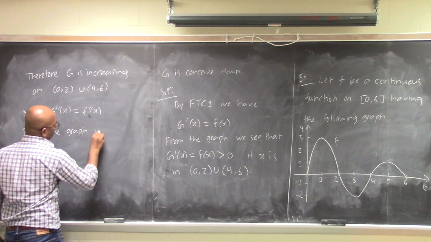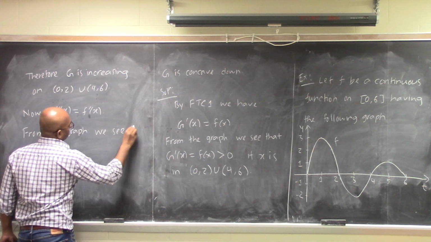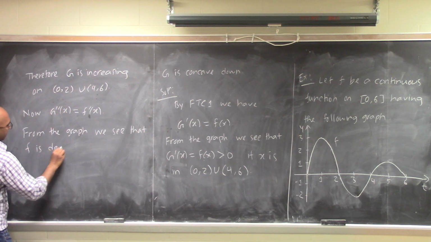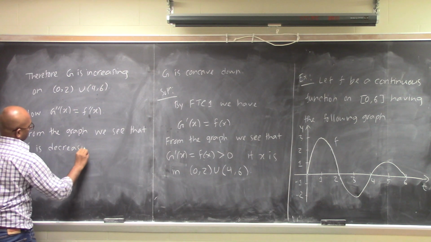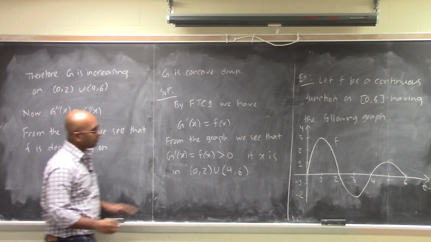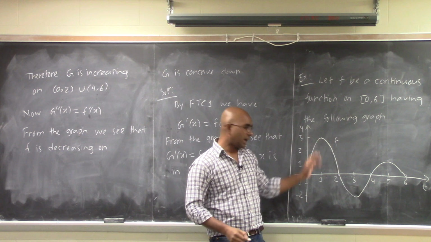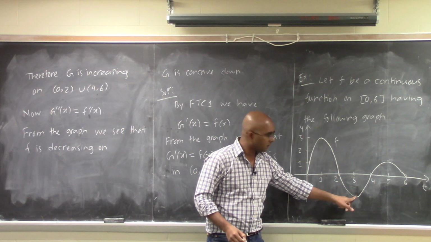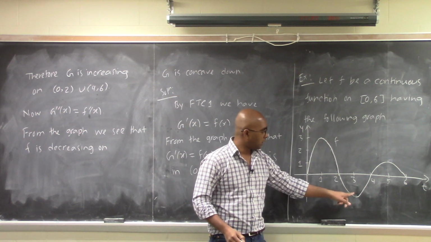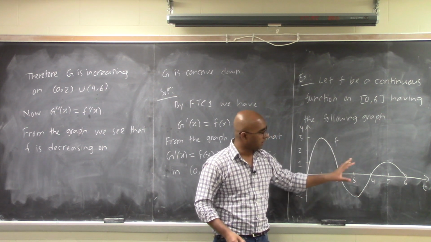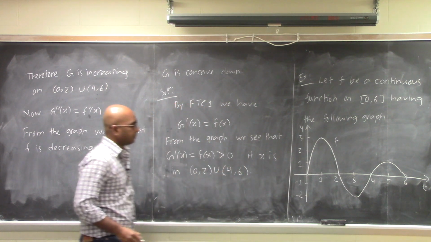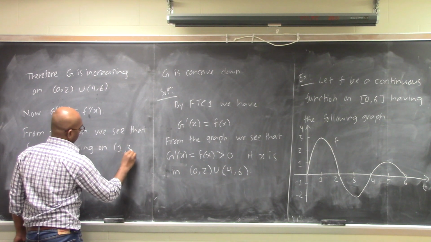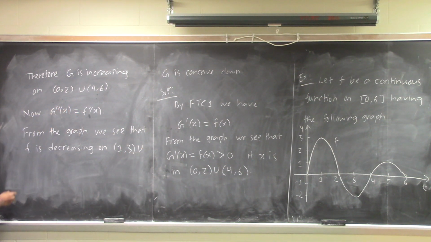we see that f is decreasing on which interval? So on 0 to 1 it is increasing, and after that from 1 to 3 it is decreasing, right? 1 to 3. After that it is increasing from 3 to 5, but then 5 to 6 it is decreasing. So it is decreasing on 1 to 3 union 5 to 6.